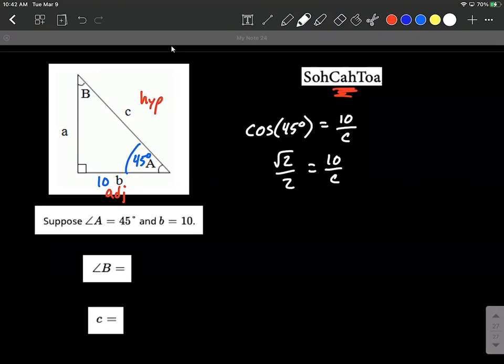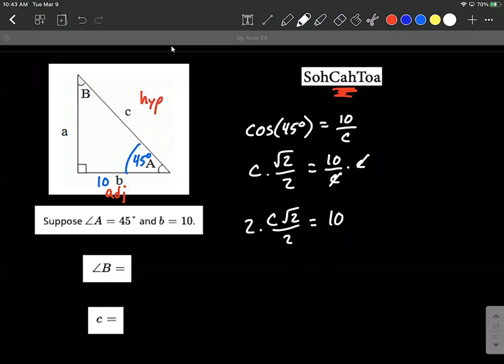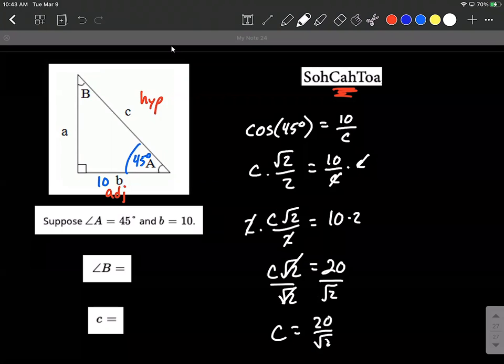Now to solve for C, I'm going to multiply both sides by C because we can't solve for it while it's in the denominator. So we have C multiplied by the square root of 2 over 2 is going to equal 10. Get rid of this fraction, we can multiply both sides by 2. So C times the square root of 2 is going to equal 20. And we can divide by the square root of 2 to get C all by itself. So C equals 20 divided by the square root of 2.